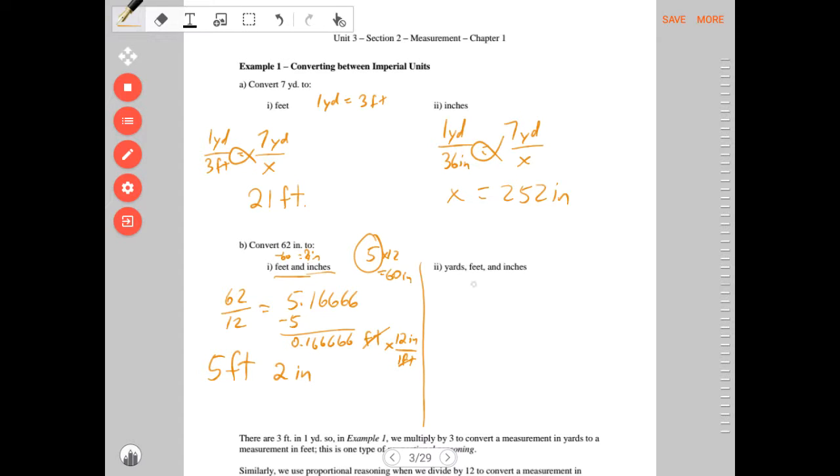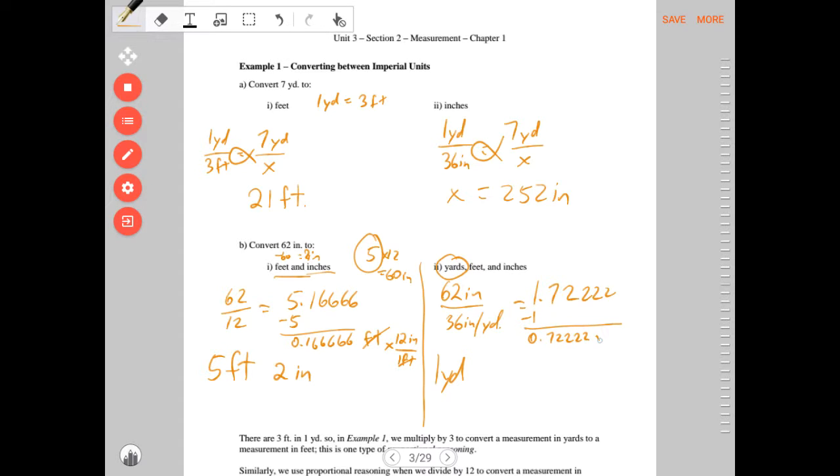Let's try the same thing with yards, feet, and inches. If I have 62 inches, we're always going to divide by the biggest unit, so yards. There's 36 inches per yard. So 62 divided by 36 is 1.72, technically 1.7222, whatever. So there is 1 yard here. We're going to subtract the 1.